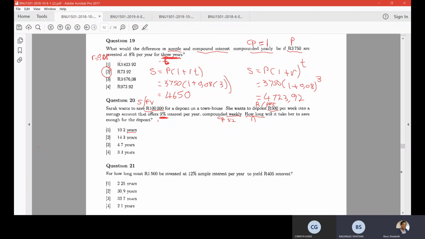Our interest, which is R or I/Y, is 9%. So I'll start first with Balungile because she is doing manual calculations. So Balungile, you will have to say what your R is, because your R will be 0.09 divided by the compounding periods. There are 52, so you will have to calculate that. You'll also need to find what your N is, which will be the answer that we're looking for.